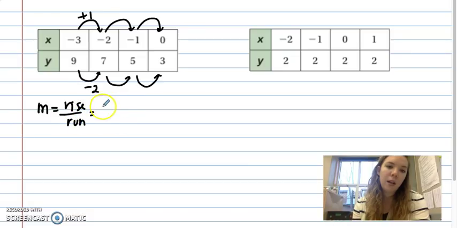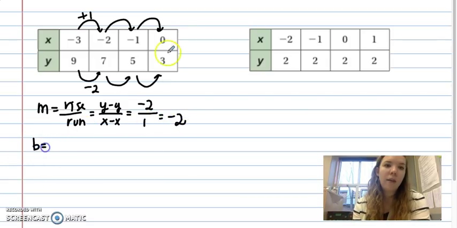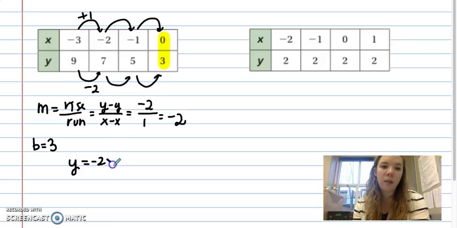So our slope is y over x, so rise over run means that we're putting our change in y, or the difference in our y's, over the change in x. So this change is -2. On the top, the change is 1. So -2 over 1 is the same as -2. Your y-intercept is wherever x is 0. So where x is 0, y is 3. That's the point it's going to touch your y-axis. So this would be y equals -2x plus 3.